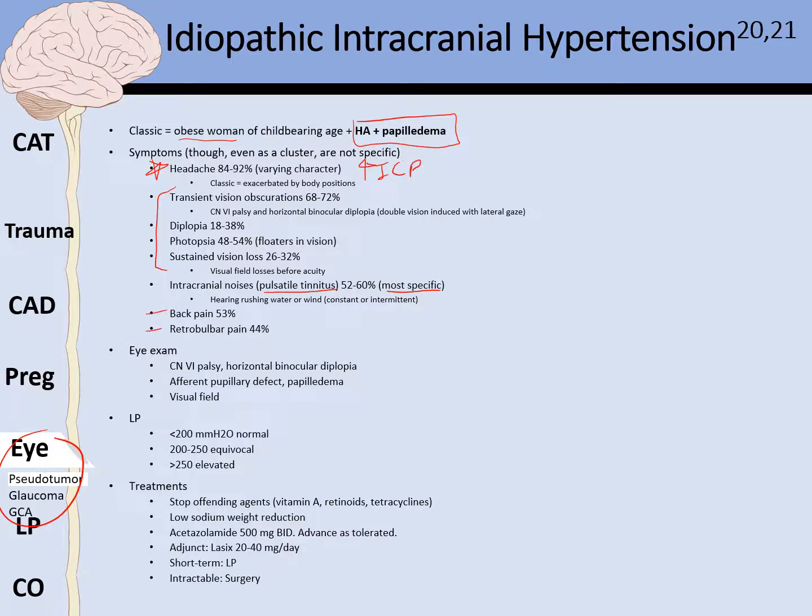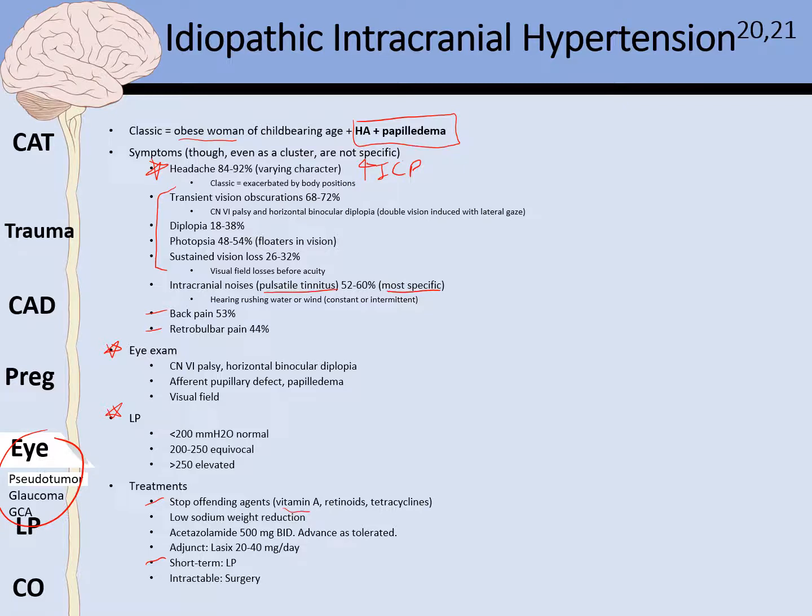However, when this diagnosis is in question, make sure to do a good eye exam for deficit, papilledema, and visual acuity. An LP can be used for diagnosis after mass is ruled out, and pressure less than 200 millimeters of water is normal, or with 250 is elevated, and in between is equivocal. Removal of CSF fluid is a short-term treatment option. However, long-term treatment can be done by removing the offending agent and or diuretics.